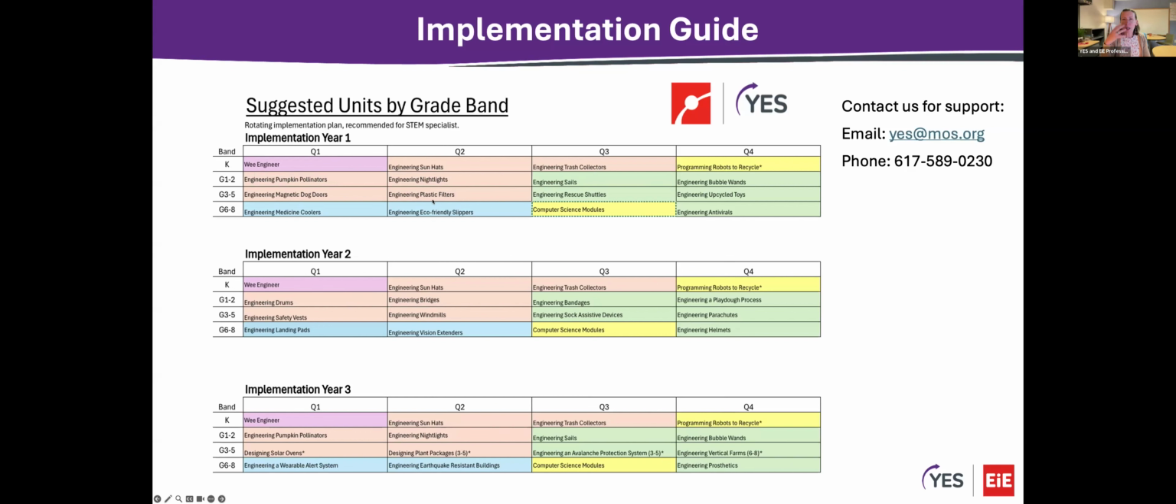And so we just kind of think about grouping some grades to make it a little bit easier for the prep for STEM specialists. So you don't have to learn 24 units in a year. You can potentially just learn 3 to 6 or 4 to 6, rather than taking on all that prep and all of that planning. So that is just an example of one of the implementation plans that we can support you with.